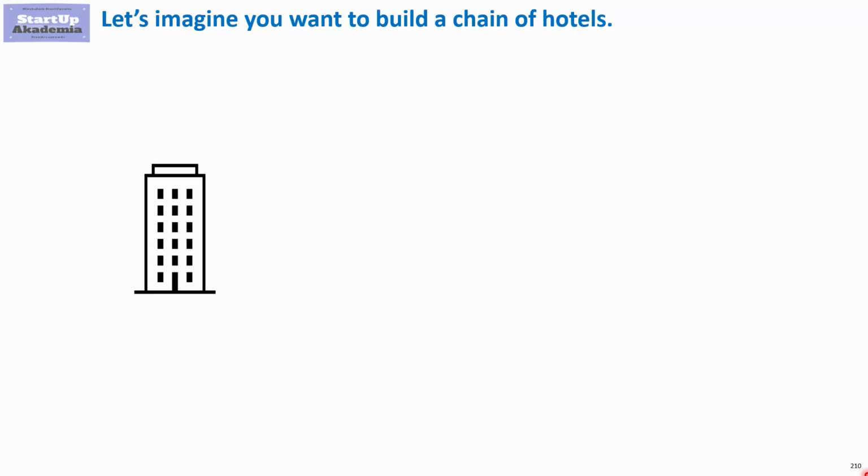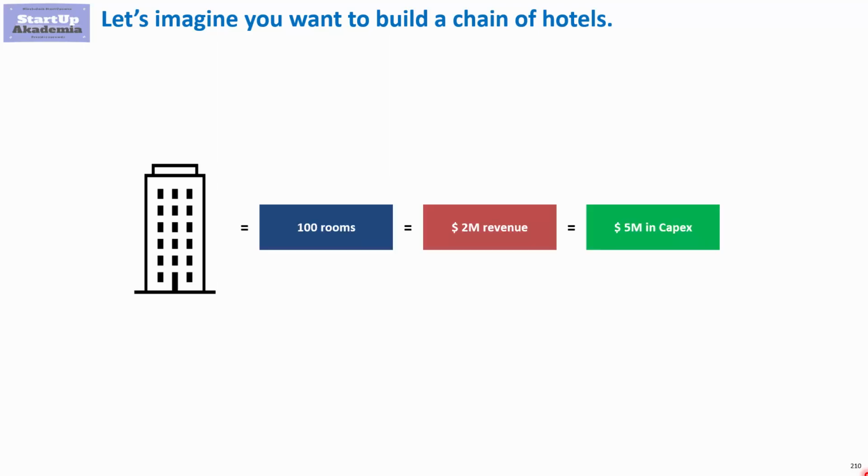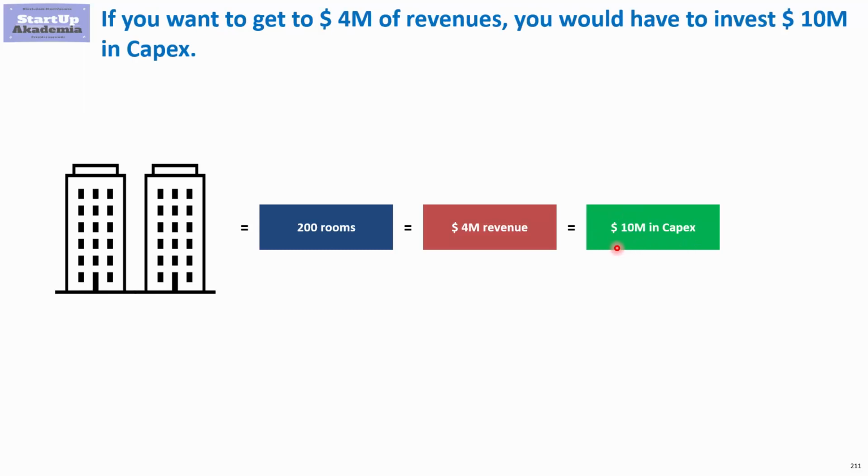Let's imagine that you want to build a chain of hotels. An average hotel will have 100 rooms. One hotel can generate on average 2 million in revenues. You would need 5 million in capex to build this one hotel. If you want to get to 4 million of revenues, you would have to invest 10 million in capex.